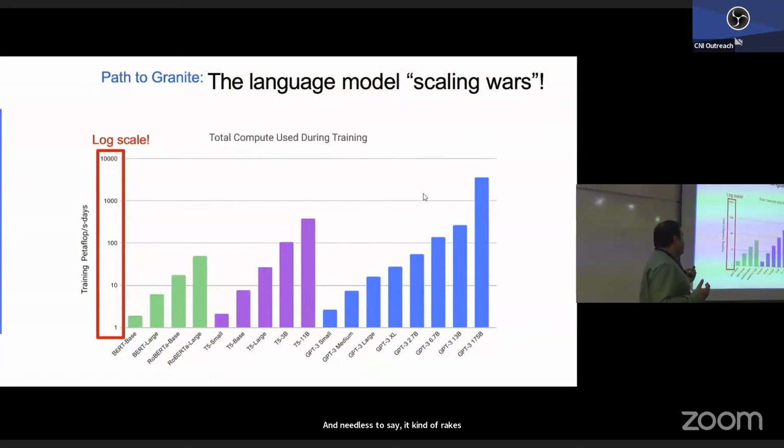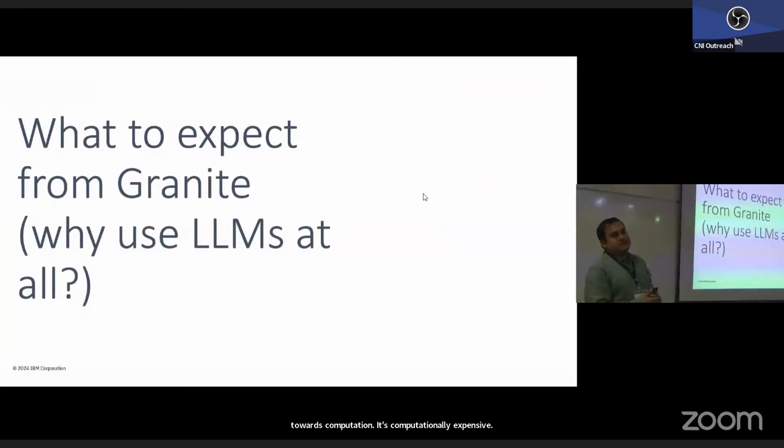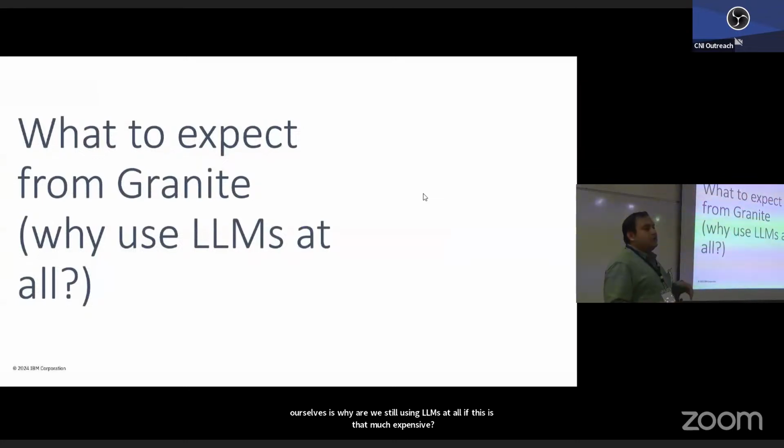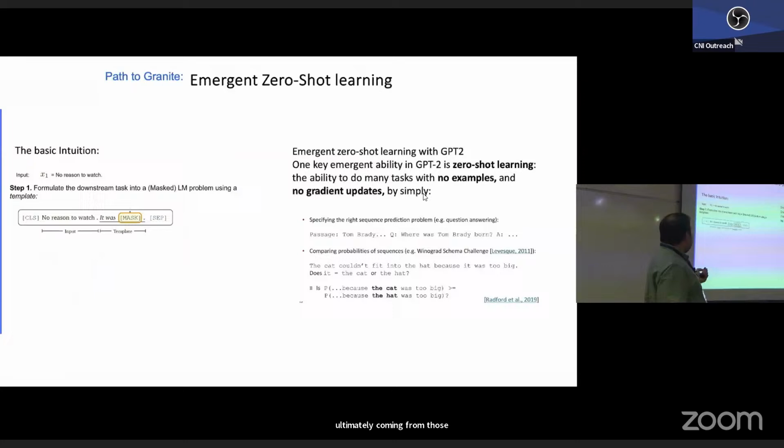It's computationally expensive. So if that is the case, the question that we want to ask ourselves is, why are we still using LLMs at all if this is that expensive? And if you're trying to answer this question, we will also partially have the answer towards what can we expect from Granite, because this is ultimately coming from those philosophy of models.